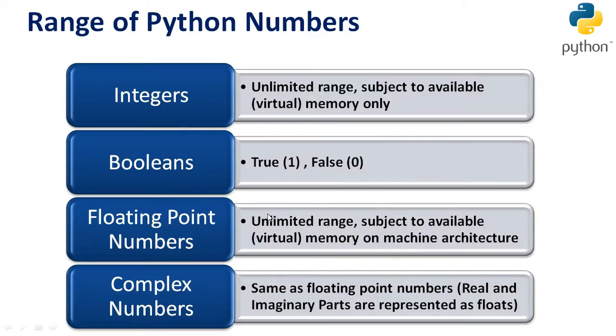So we have studied the numbers. In Python, integers have an unlimited range, though subject to virtual memory. Boolean is obviously true or false only. For floating point numbers, the range is unlimited and depends upon virtual memory as well as machine architecture. It is similar with the complex number, because in a complex number the real and imaginary parts are represented as float, so it is similar to float, right?